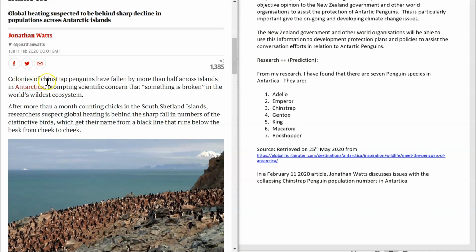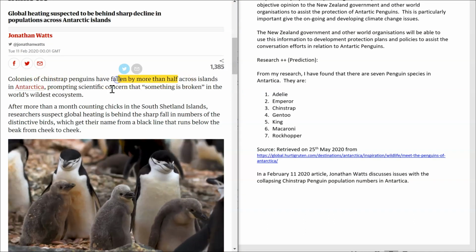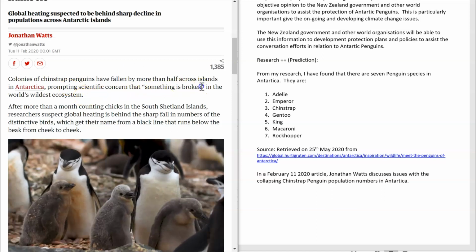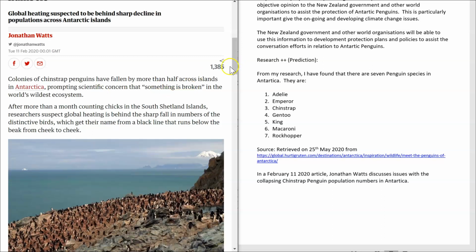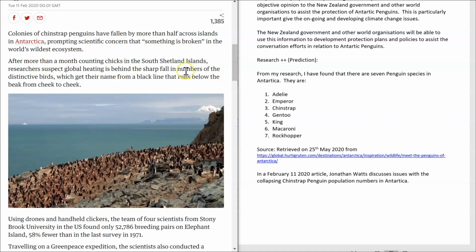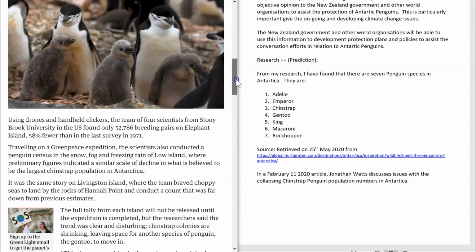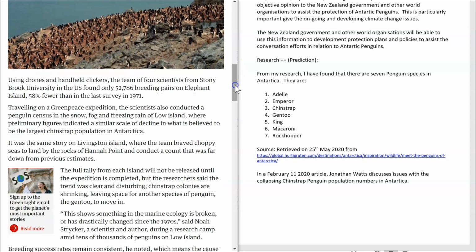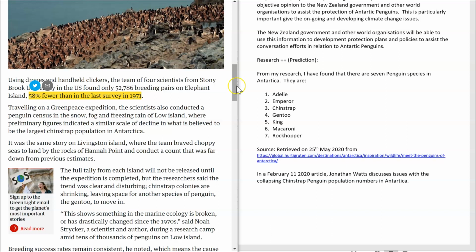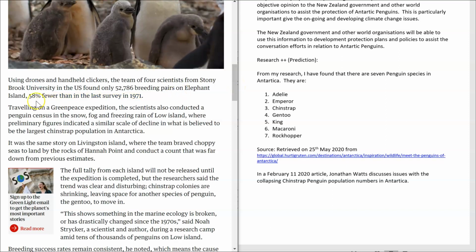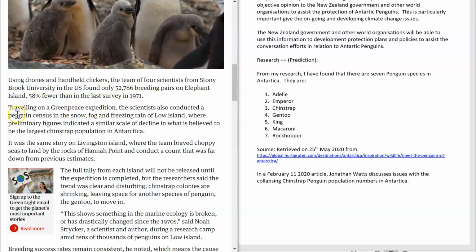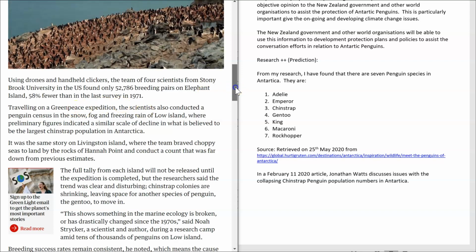So this is really good stuff. There you go. So he reckons they've fallen by more than half. So that's crazy. So half of that population have gone. And it's clear evidence to him that something is broken in the world's wildest ecosystem. There you go. So after more than a month of counting, there's been a sharp fall in the number of the distinct birds. Okay, using drones. Or, okay, that's interesting. 58% fewer than in a similar 1971 survey. So there's a key bit of information for us. And then we've got some more information, a Greenpeace expedition, and so on.